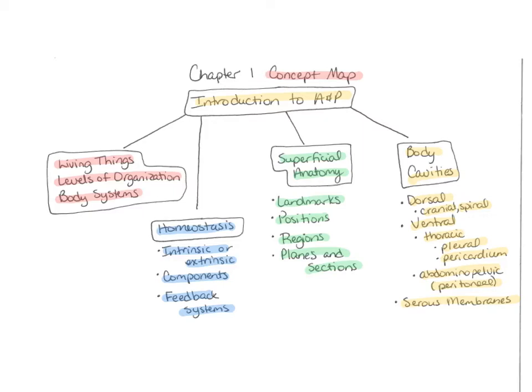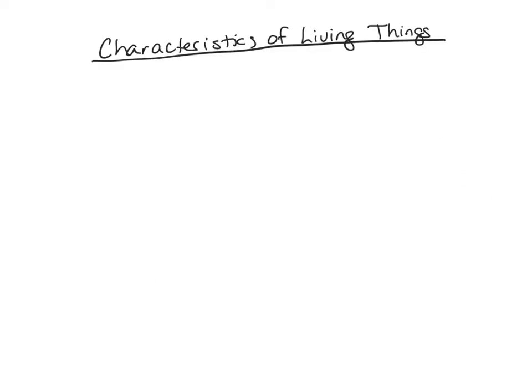So let's start this chapter then by looking at the characteristics of living things. The human body is a living thing, and all living things, whether we're talking about a single cell to a complex organism like a human being, they all share certain basic characteristics.